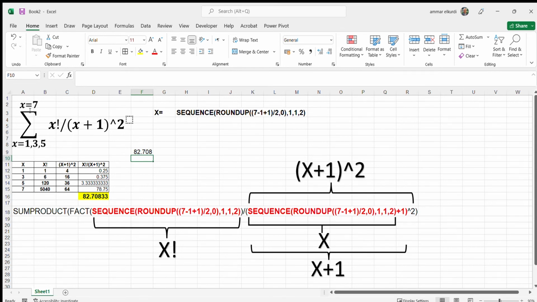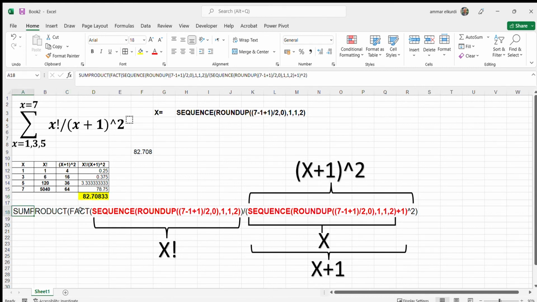In reality, let's see here the formula: summation x from 1, 3, 5, 7 for x factorial over x plus 1 all power 2. This is the number for the x, and this is the calculation of the factorial x, and this is the calculation for x plus 1 all power 2, and we divide this one by this one, and we take the sum. So our formula is like this.